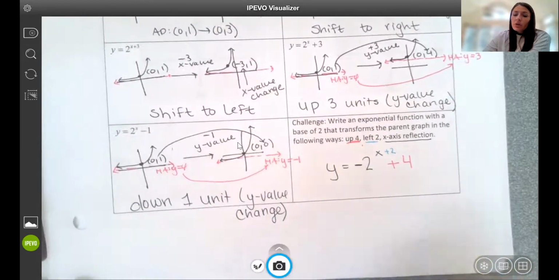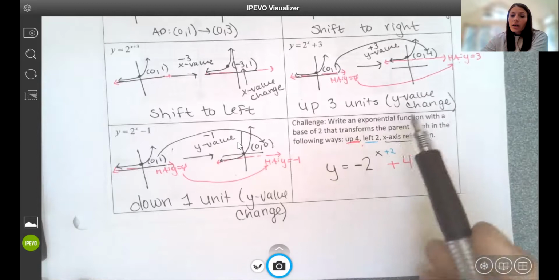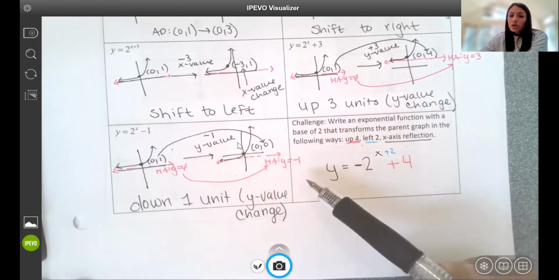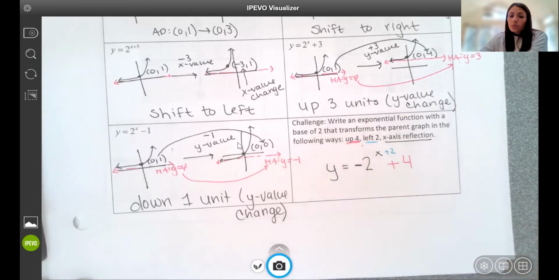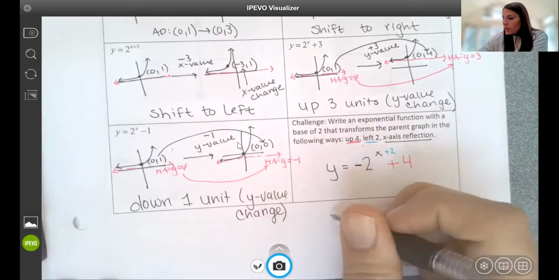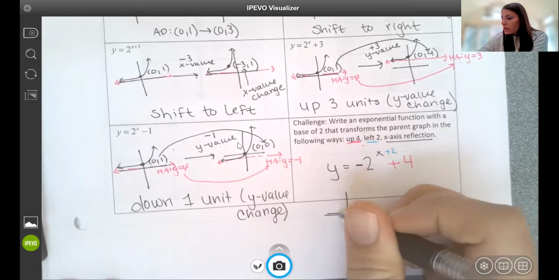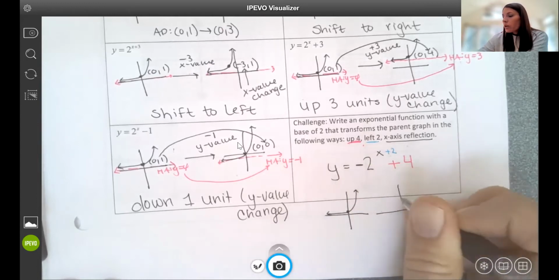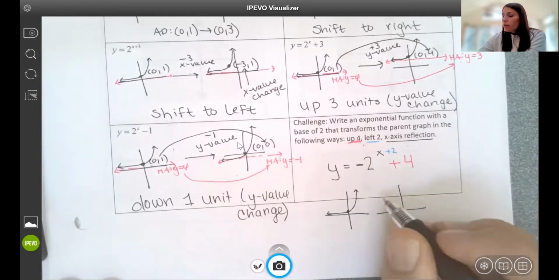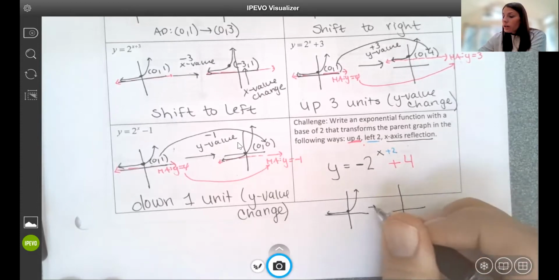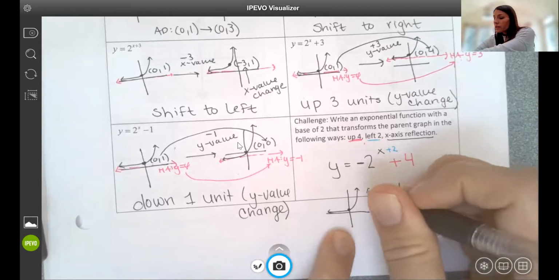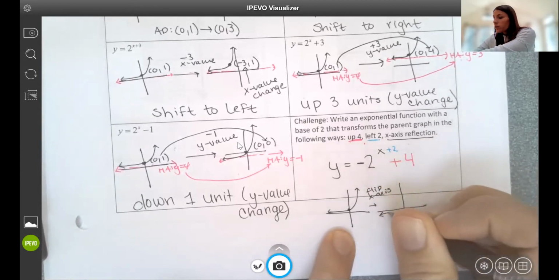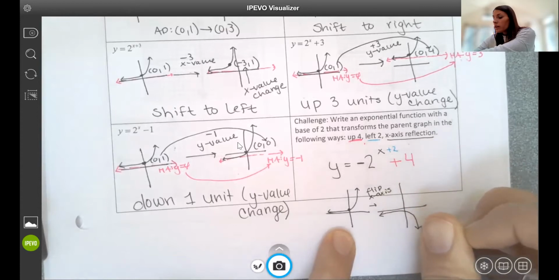So we know that if we were to look at this graph, it would be flipped over the x-axis. It would go left 2 and up 4. Okay, let's try to draw a sketch of what that would look like. So here's my original graph. Let's start at the beginning. First, flip over the x-axis. Let's go one at a time. Now my graph looks like this.